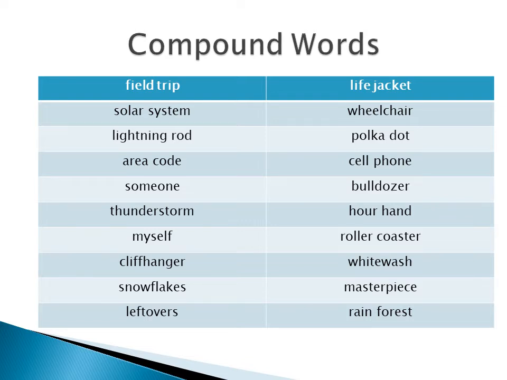Let's now read the following words. Repeat after me. Field trip, solar system, lightning rod, area code, someone, thunderstorm, myself, cliffhanger, snowflakes, leftovers, life jacket, wheelchair, polka dot, cell phone, bulldozer, our hand, roller coaster, whitewash, masterpiece, and rainforest.